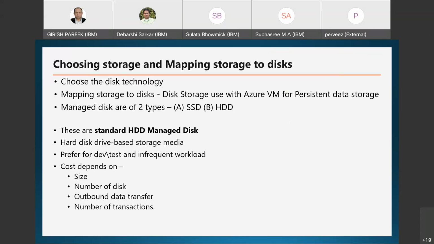Okay, Girish. Thanks. Now, coming to the next, choosing the disk technology. There are different types of disk. One is the disk storage for persistent data. So mapping storage to disk storage used with the Azure VM for persistent data storage: if you are talking about persistent data storage, there are two categories of it. One is called SSD and one is called HDD.